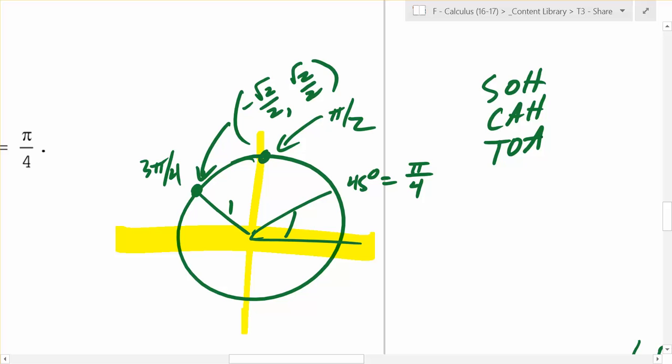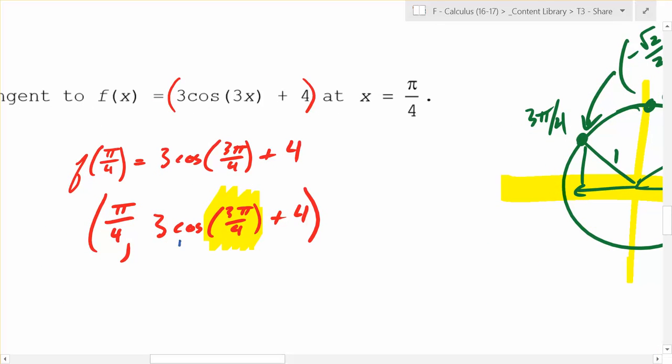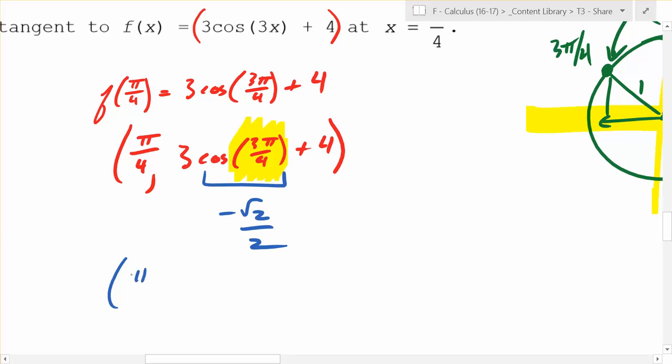You need to know this instantly. Cosine is adjacent over hypotenuse. This is going backwards, so which one is it? Andrew, is it negative root 2 over 2 or positive root 2 over 2? Negative root 2 over 2. So this right here is just negative root 2 over 2. So the point would be pi over 4, comma, negative 3 root 2 over 2 plus 4. That would be the coordinate. You need to do it that fast or faster.